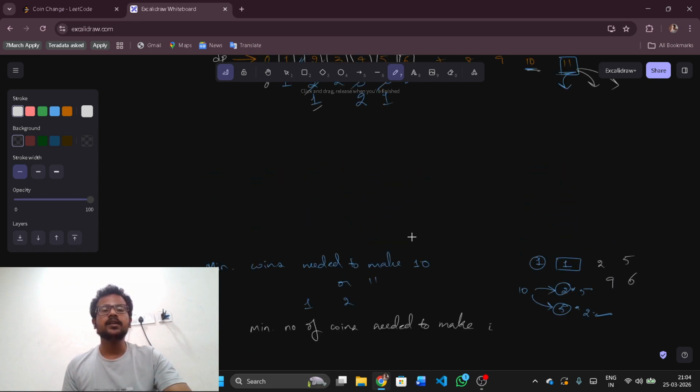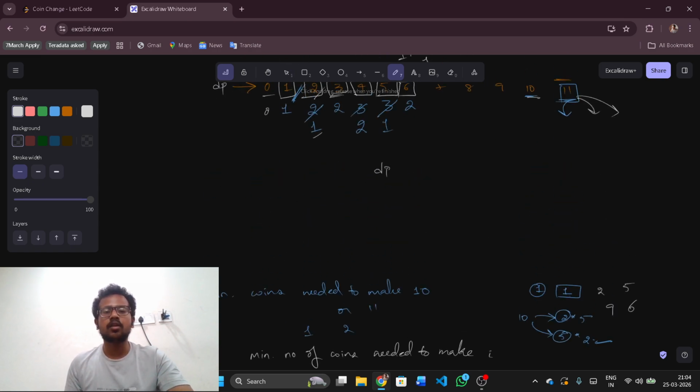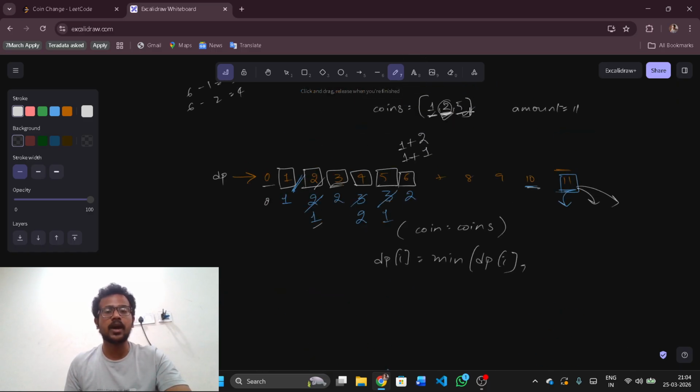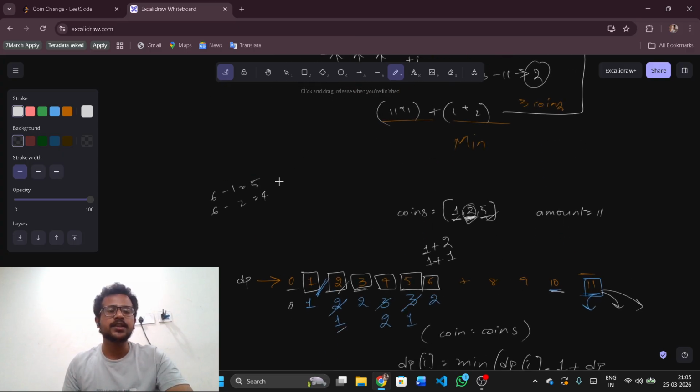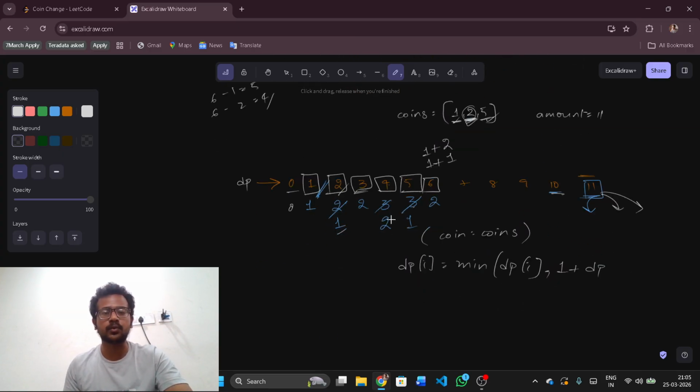Now, the main thing which I did here: dp of i, I'll just update it with the minimum of what is already there, dp of i here, 3, and I'm iterating through every coin in coins, right? 1 and then 2 and then 5. Now, what I did at 6, I just took 2 one time or 1 one time. So 1 plus dp of what did I check? I checked 4. dp of 4, which is 2. So 2 plus 1 is 3, and I took it like that.